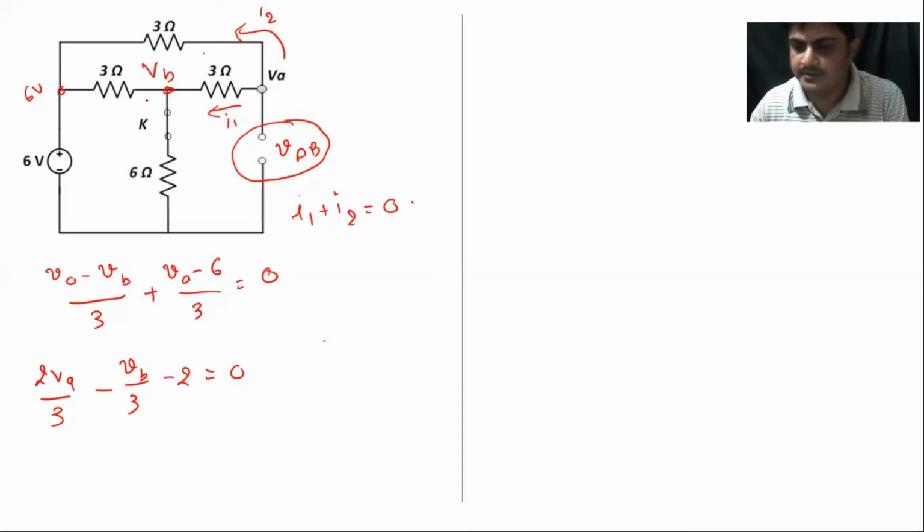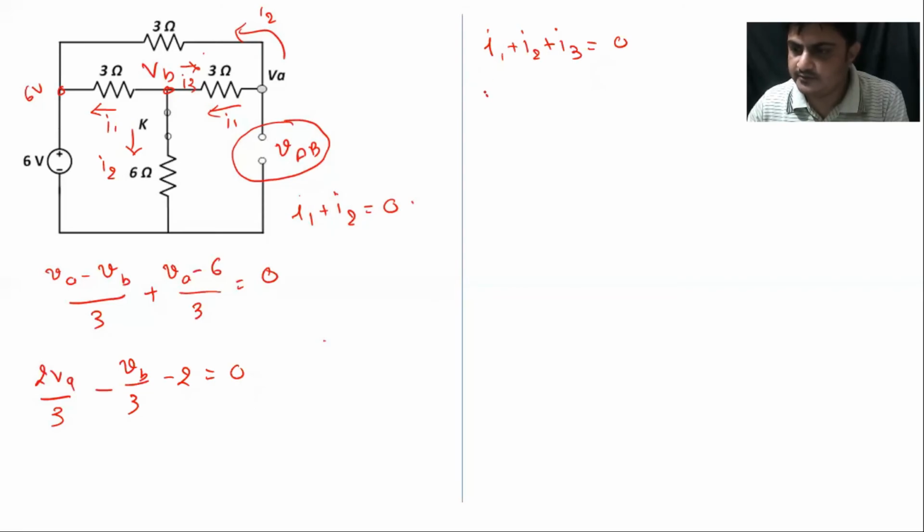So you have to apply a second node voltage analysis to get the second equation. Let us say some current is flowing through this branch, I1, some current is flowing through this branch, I2, and some current is flowing through this branch, that is I3. So I can say that I1 plus I2 plus I3 is equal to 0.